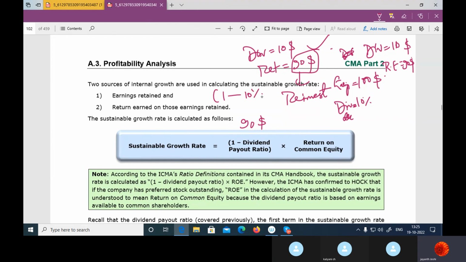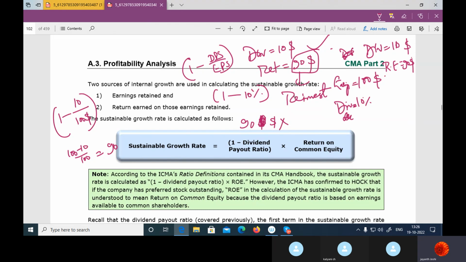1 minus 10%. Let me tell you, what's the formula for dividend payout ratio? DPS by EPS, correct? Yes. So your dividends per share is $10, your earnings per share is $100. So 10%. 1 minus dividend payout ratio means removing the dividend payout ratio. So what is left over? 100 minus 10 by 100, 90 by 100 is 90%. So 1 minus 10% if I remove, I have 90%, correct? Yes. Or $90 I have, let's say.